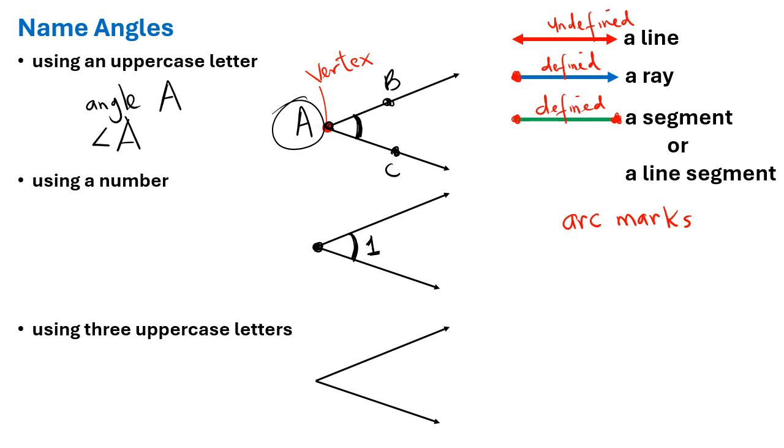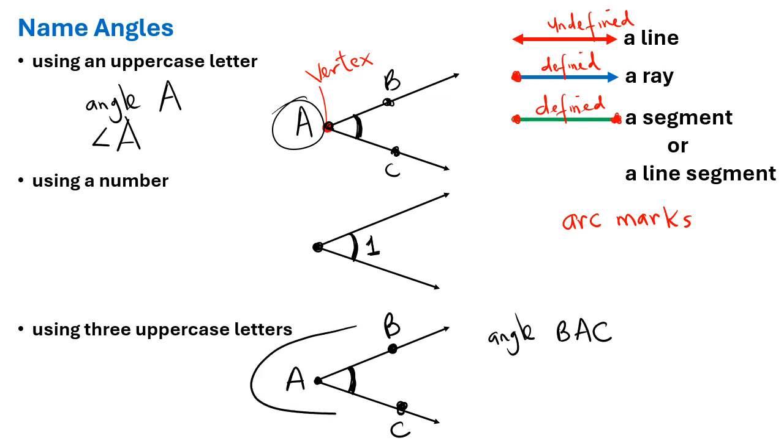All right, so we are going to use 3 uppercase letters. So we have A here. We're going to mark the angle, and that's angle A, but we want to name that with 3 letters. So we have B here and C here. Notice that the letter naming the angle is always the letter on the vertex. So now to name this angle, I can name this angle BAC. That's it. Angle BAC in this direction, making sure that the vertex is the letter in the middle.